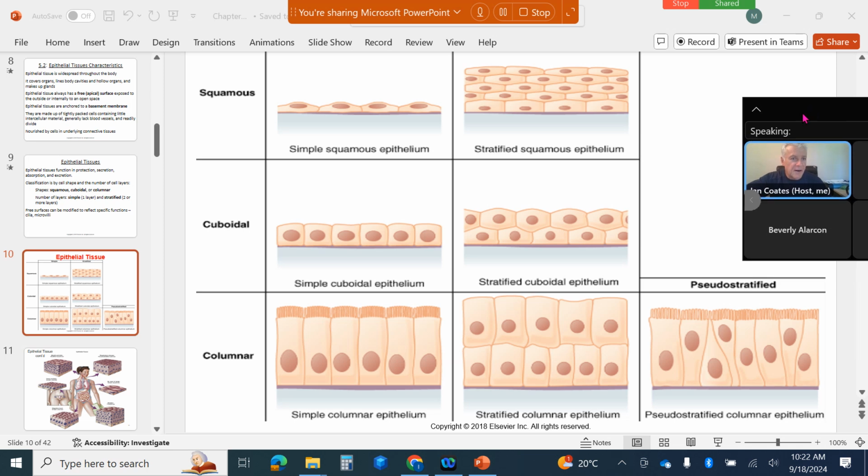And this one here, it kind of looks like you're in the mosh pit at a Green Day concert. These are what we call pseudostratified epithelium, where it looks like they're kind of one on top of each other, but they're not. They all have access to that basement membrane.